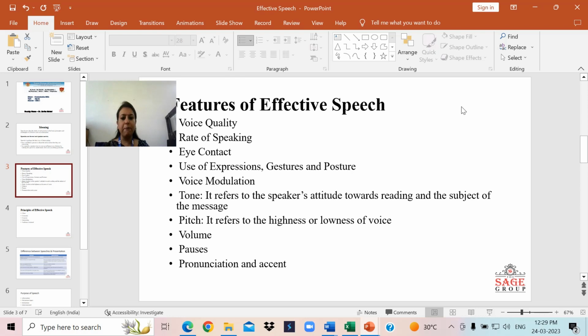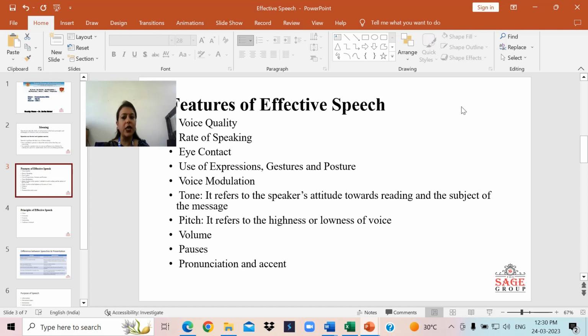Then your pitch. Pitch is the highness or lowness of your voice. It should not be too high, it should not be too low. It should be moderate so that it does not irritate the ears of the listeners, right? Then your volume. Your voice volume should be moderate again. Pauses should be given wherever required, not everywhere. It should be at a proper speed. Then your pronunciation and accent should be correct and perfect as per the level of your audience. Only then can you become an effective speaker.